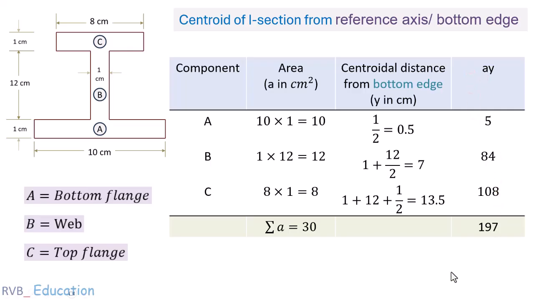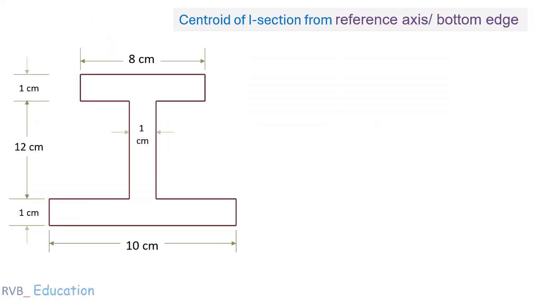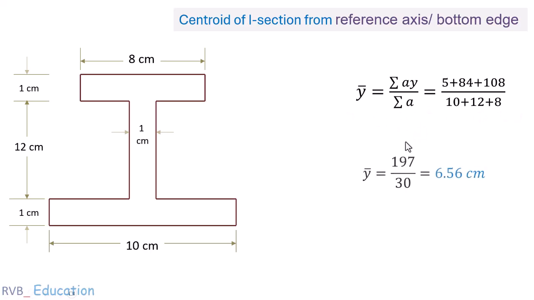Then the centroid of the unsymmetric I section is calculated as, here we calculated substituting the values, and we get the value 6.56 centimeter. The centroid of this I section is located 6.56 centimeter from the bottom edge, which is illustrated in this diagram.